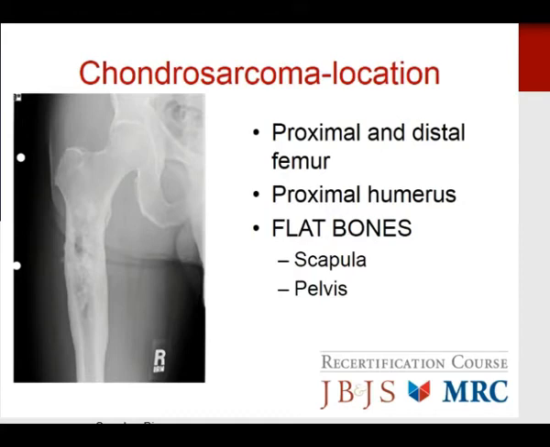Chondrosarcomas very commonly occur in the proximal femur and the proximal humerus. Chondrosarcoma also has a predilection for the flat bones, the scapula and the pelvis. For the lesion on the left radiograph, if we ask our 4 questions: location, tumor bone, bone-tumor interaction, and matrix, we see a very slow expansion of the bone.